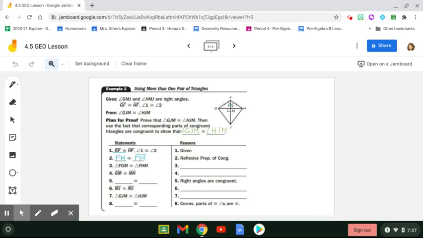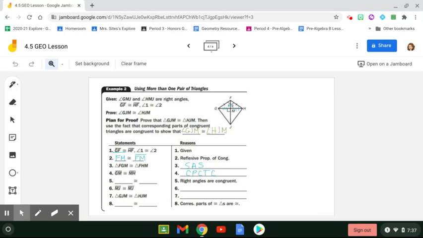Then we can say that triangle FGM is congruent to triangle FHM, and that would be because we have a side, an included angle, and another side. So by side, angle, side. Because we know that we have a triangle congruence statement, now we can say that GM is congruent to MH because of corresponding parts of congruent triangles. So CPCTC.